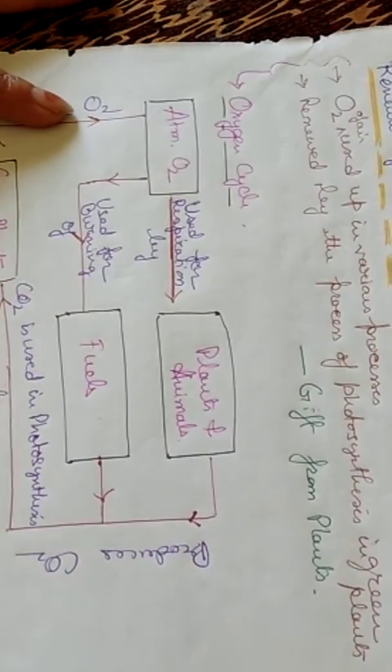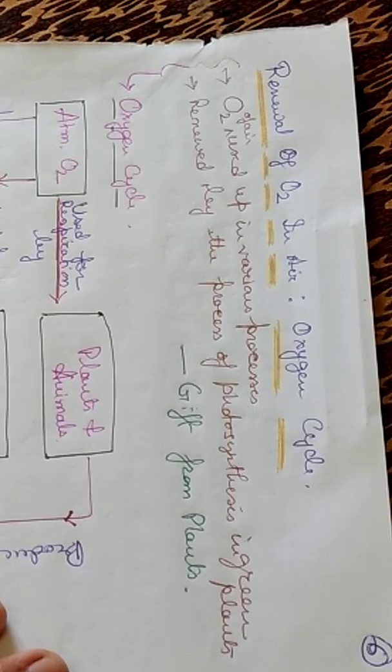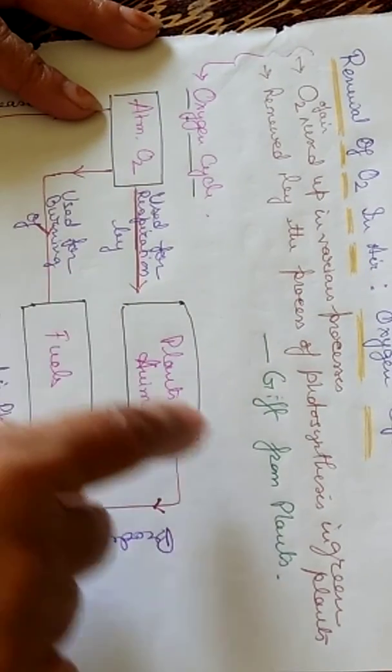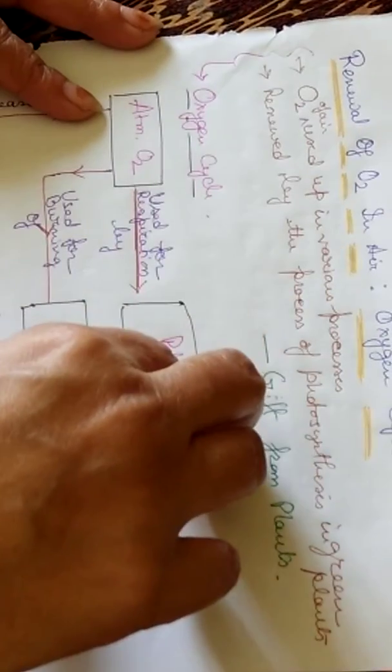What happens here? It is the photosynthesis which takes place naturally in the atmosphere. Photosynthesis which is taking place in the plants. It's a gift from the plants, by which we get this oxygen. The oxygen cycle, what happens? The atmospheric oxygen is being used up by respiration, that is plants and animals use it up, and it is used up for burning, that is fuels which are burning need oxygen. Okay, this oxygen is being used up.